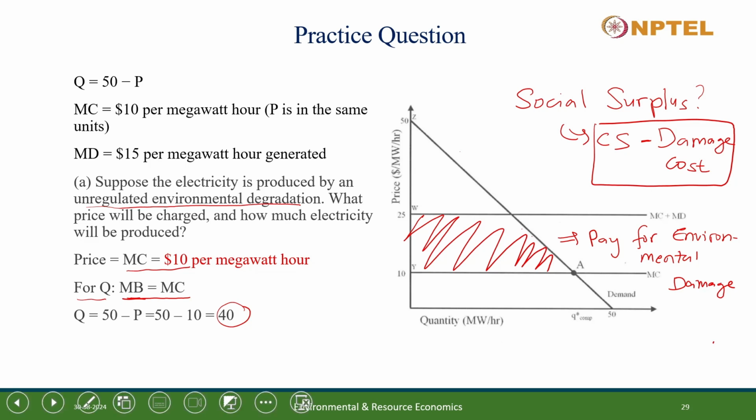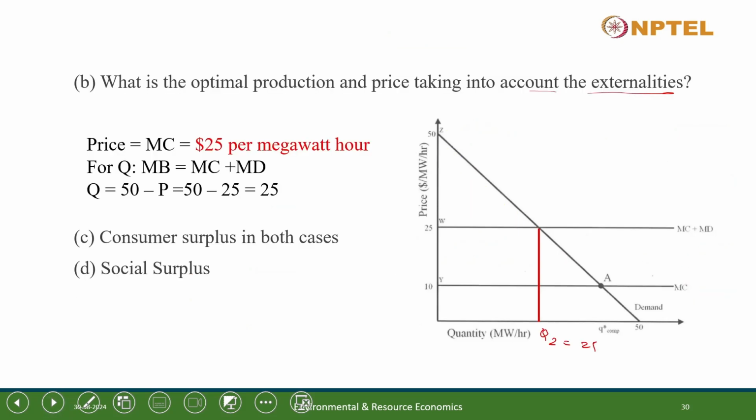Anjana? Ma'am, ZW. Yes. So now my social surplus will be lesser than consumer surplus because I have to pay. This is my social surplus because I have to pay for the environmental degradation, because the society has to pay for the environmental degradation. Okay, is it clear?